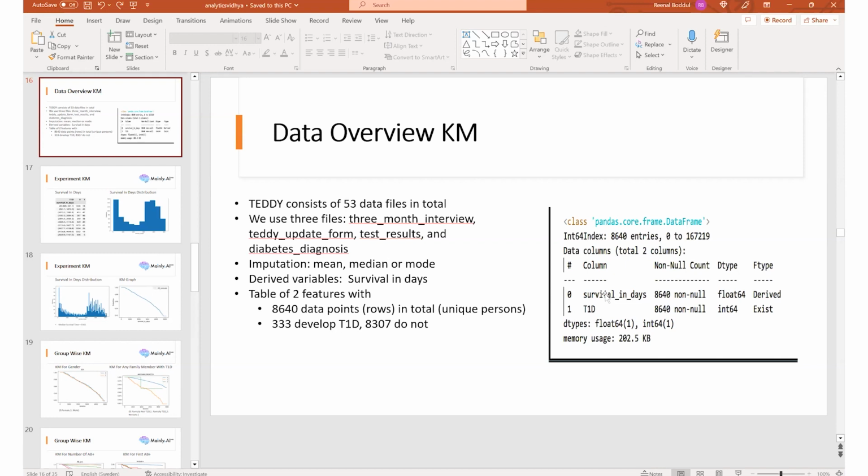The survival in days feature does not have two numbers. It's one feature. For example, patient one has survived till 500 days. Patient two has survived till 800 days of not getting T1D. Patient seven has got T1D at 1000 days. That is what survival in days is. We have the data from 1 to 8,640. The first patient may have survived till 2000 days, the second patient till 5000 days of not getting T1D, and the third patient may have got T1D at 3000 days. That is what the feature represents.